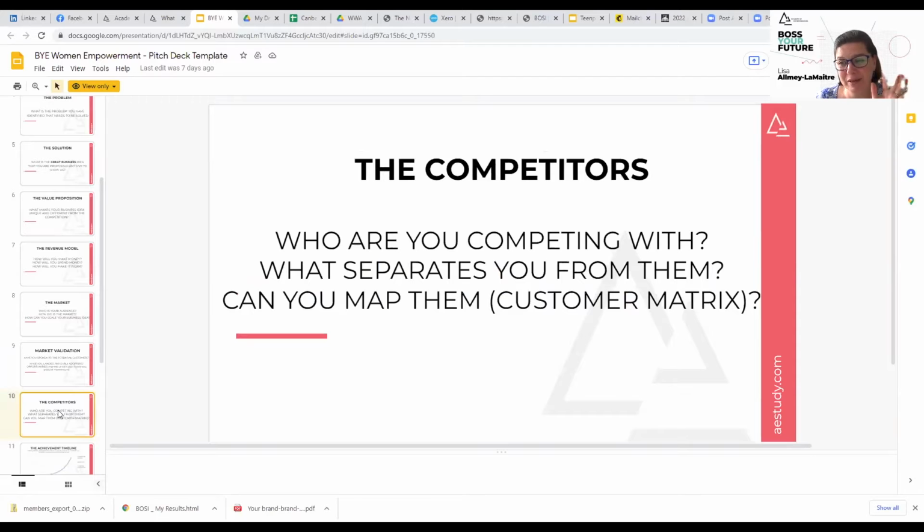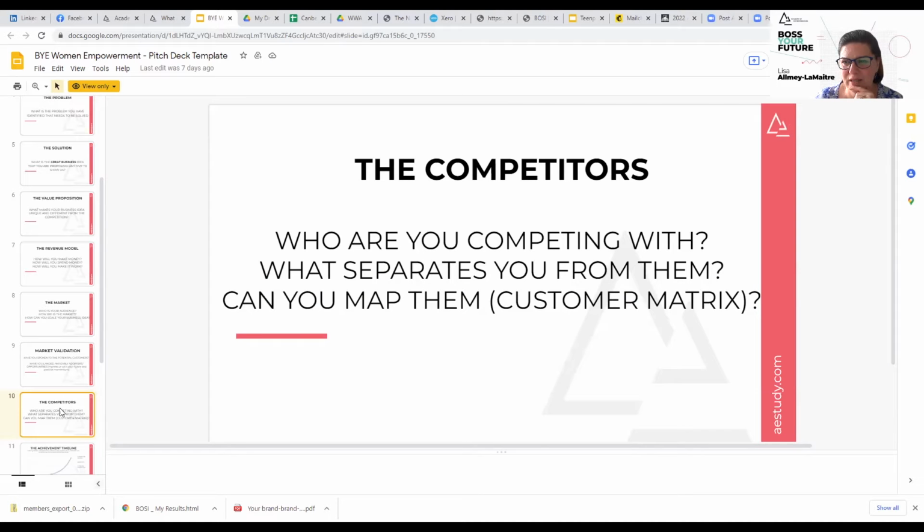Competitors, I would also put competitors in the market validation information. So who are you competing with? What separates you? That's where your USP, your value proposition, comes in. How are you different? Well, it's your unique selling point. And can you map them? A customer matrix. I don't know what that actually refers to. I am sorry. Do you know what that refers to, Ange? How can you map them?